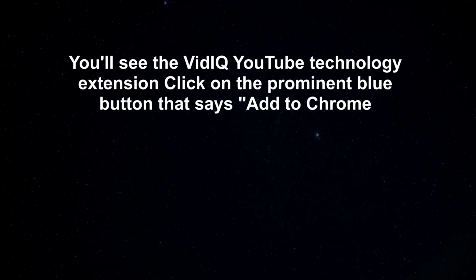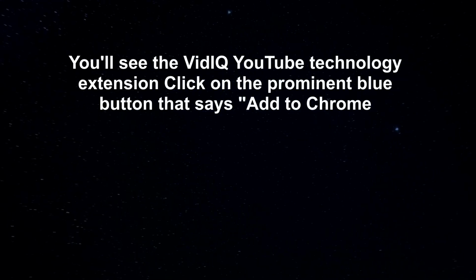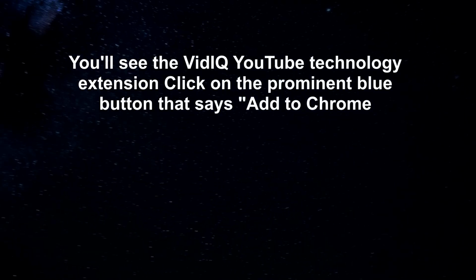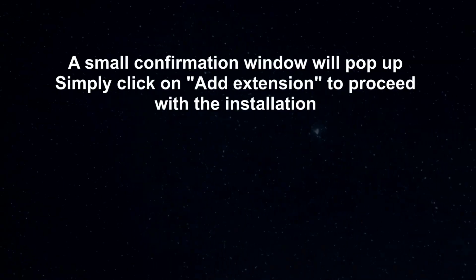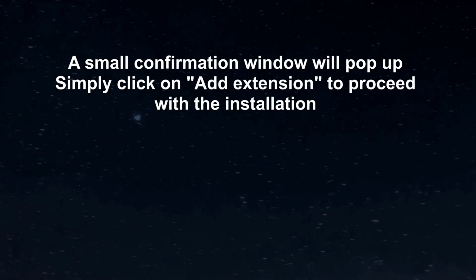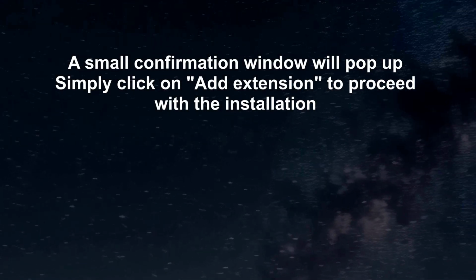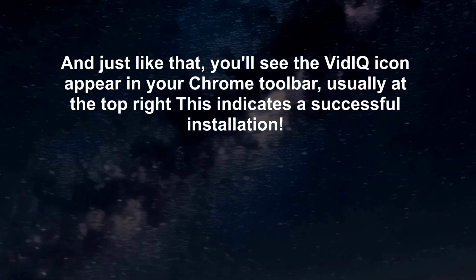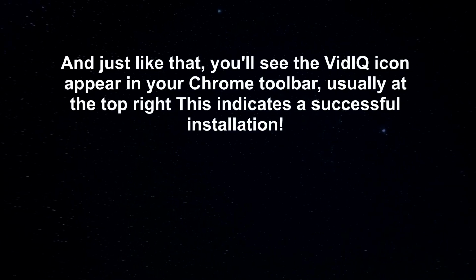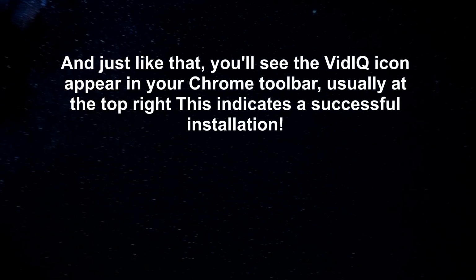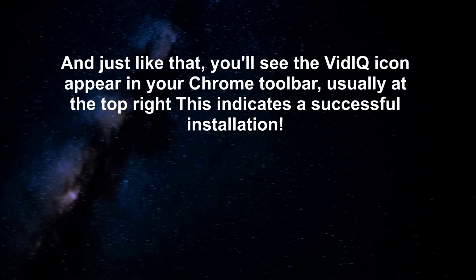You'll see the VidIQ YouTube Technology extension. Click on the prominent blue button that says Add to Chrome. A small confirmation window will pop up. Simply click on Add Extension to proceed with the installation. And just like that, you'll see the VidIQ icon appear in your Chrome toolbar, usually at the top right. This indicates a successful installation.